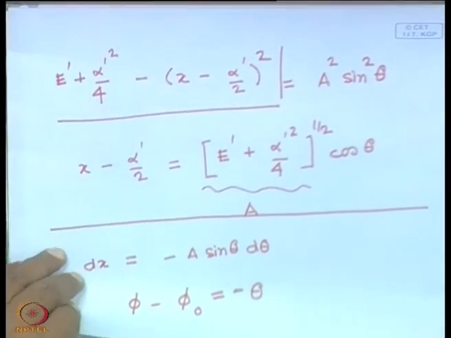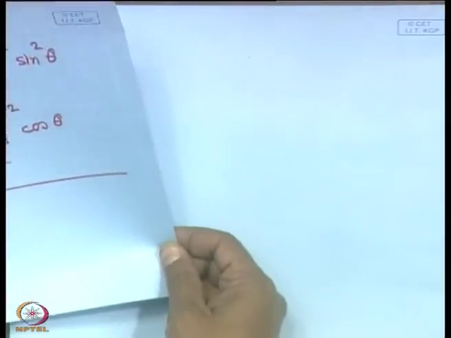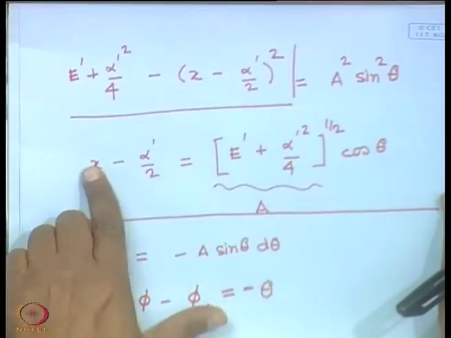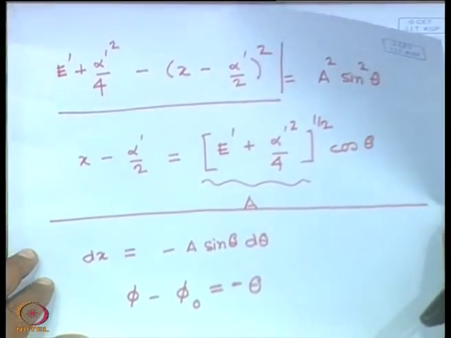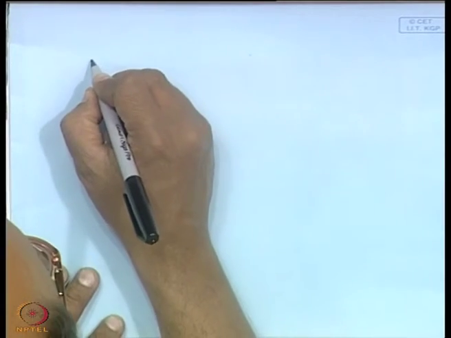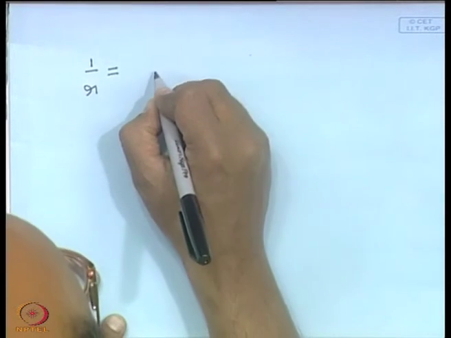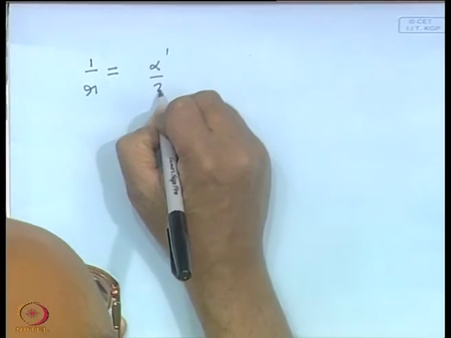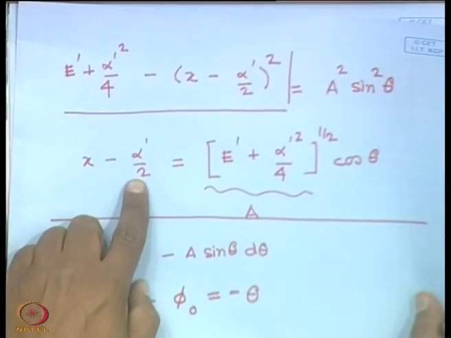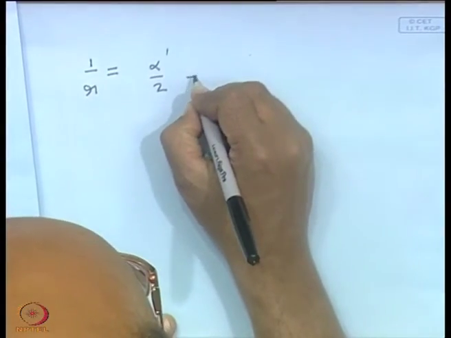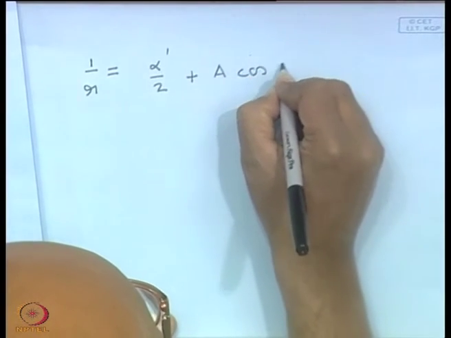With this choice, we have the solution over here basically. The solution is that 1 by r is equal to alpha prime by 2 plus A cos phi.